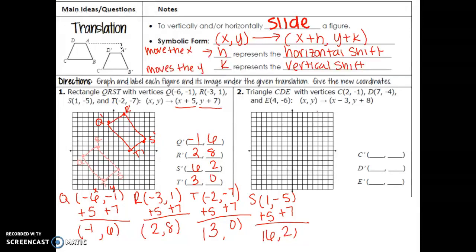So I want you guys to try number 2 on your own. Remember your rule, you're going to subtract 3 from x, and then you are going to add 8 to y. Okay, that's my little hint. Go get this checked and get your name tallied off. That way we can continue this lesson.